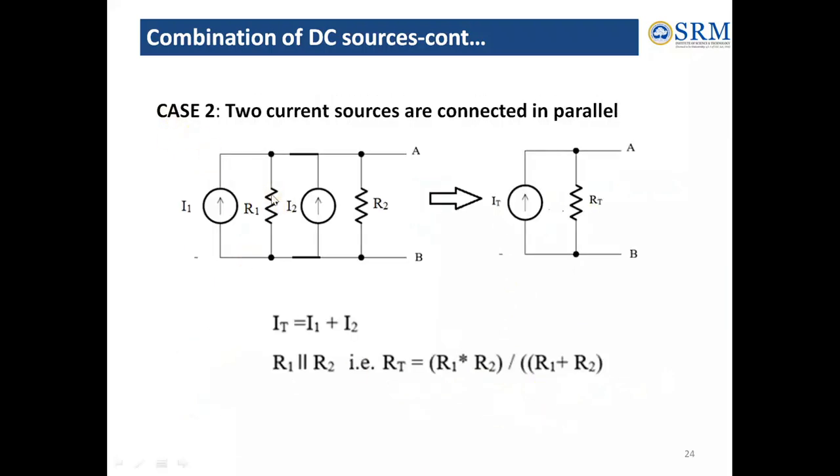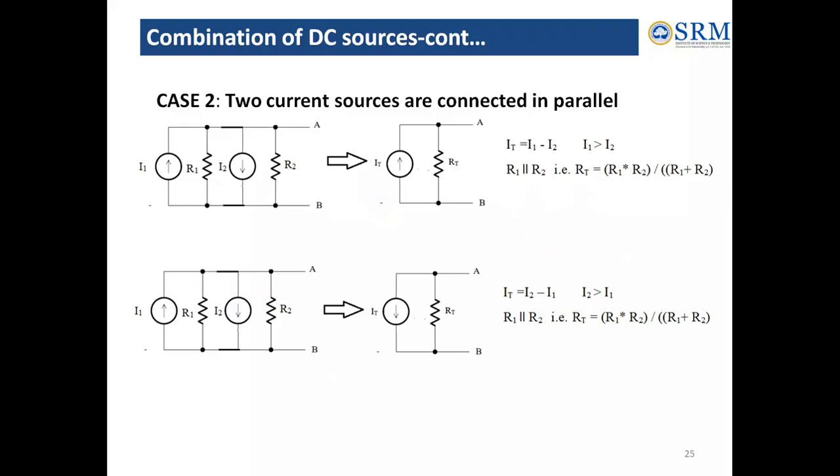Now we are going to see when two current sources are connected in parallel. If they are connected in parallel, what happens? The total current is going to be the sum of the individual currents, but the total resistance is going to be the parallel combination. If two resistances are connected in parallel, we know that the total resistance is going to be R1 into R2 divided by R1 plus R2.